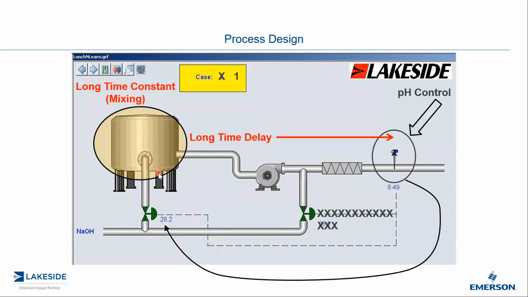So I got a very slow process to deal with, and how fast your process reacts will dictate how fast you can tune it. Or conversely, how fast I can tune my control loop is directly dependent on how fast my process is.